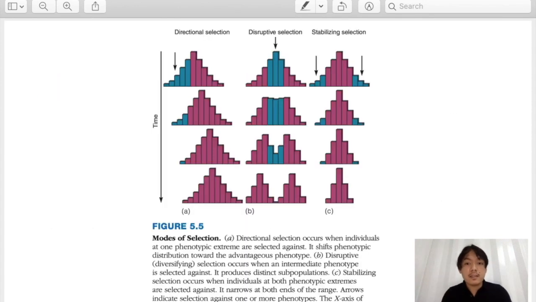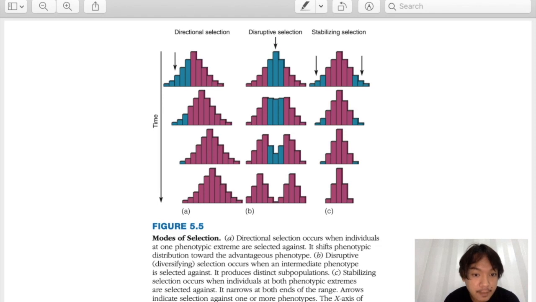So these are the different graphs. Here is the y-axis, and time. The x-axis of each of the graphs is the range of phenotypes for the trait in question.